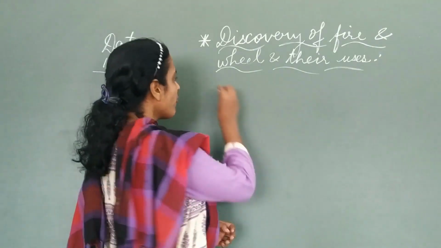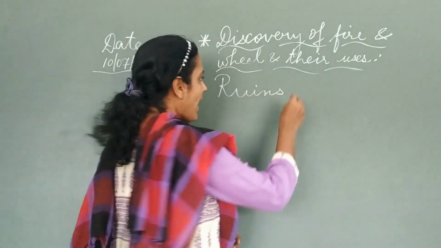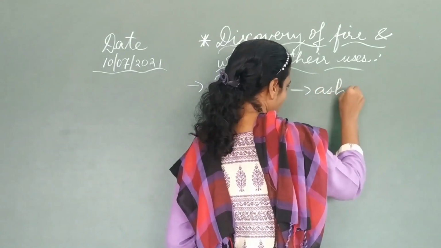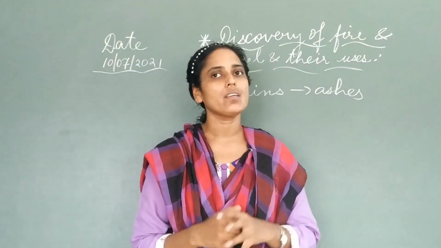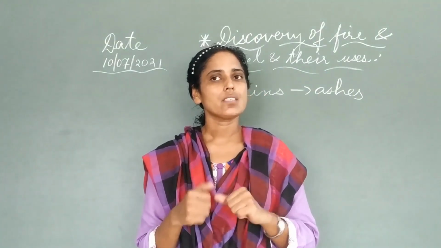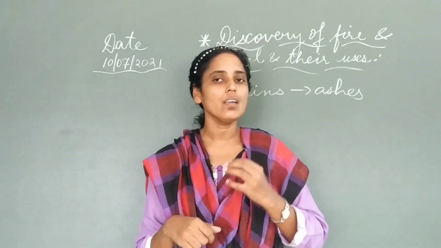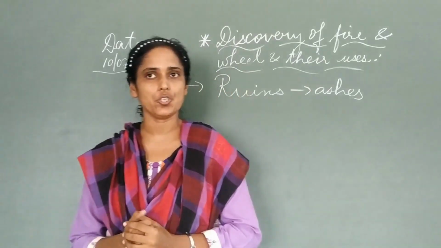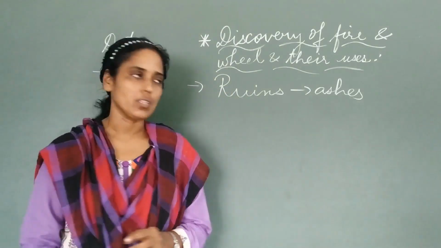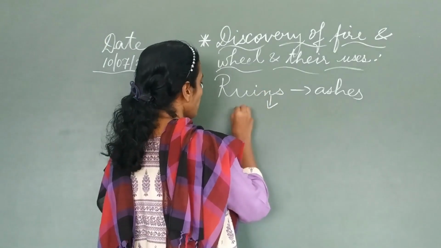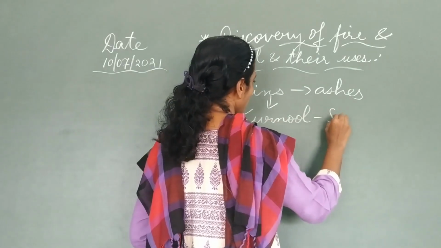Now, ruins of ashes. Ruins means remains. Ruins of ashes found in the caves of primitive man tell us that fire had been invented by the primitive man and he learned cooking from that invention. It is found in the caves of Kurnool in South India. The first ruins of ashes were found in the caves of Kurnool in South India.